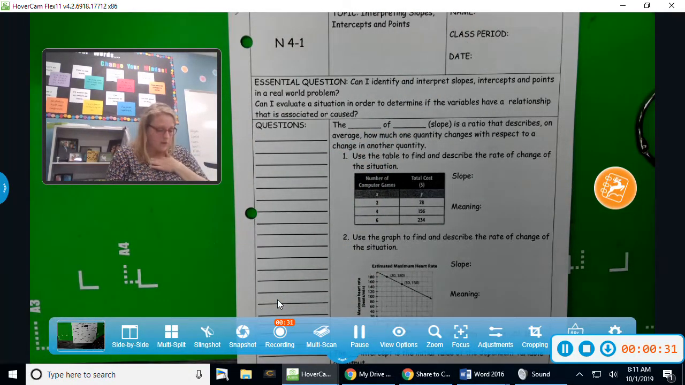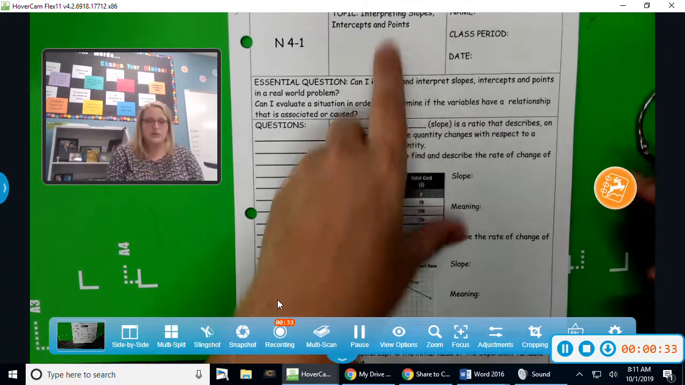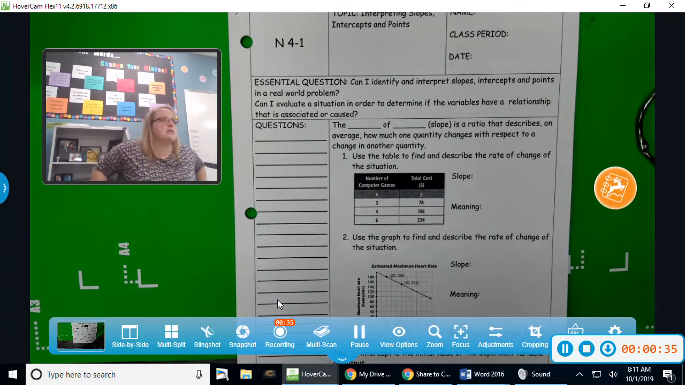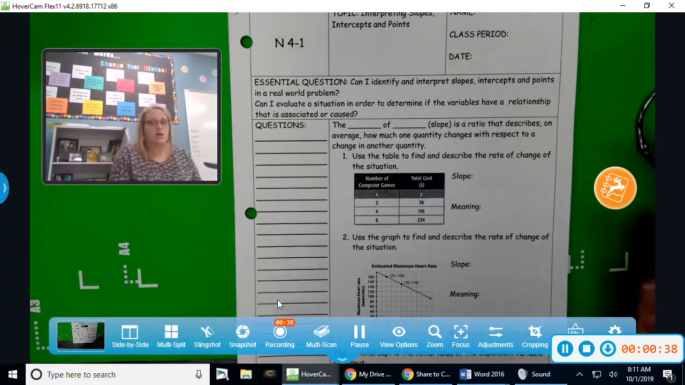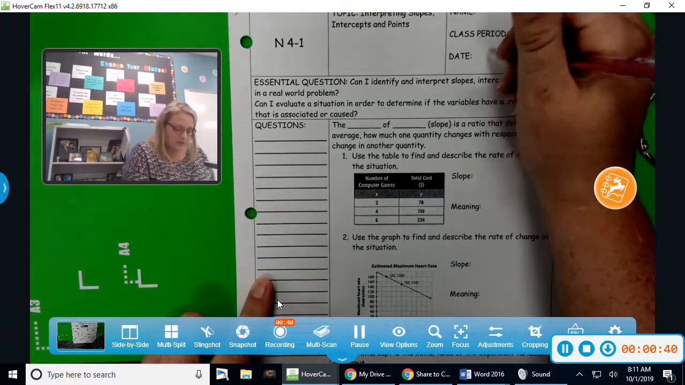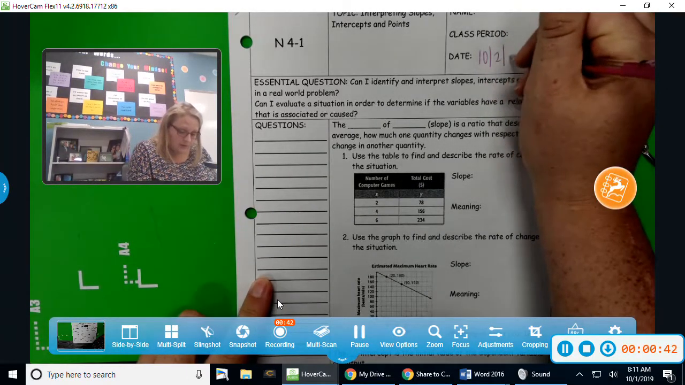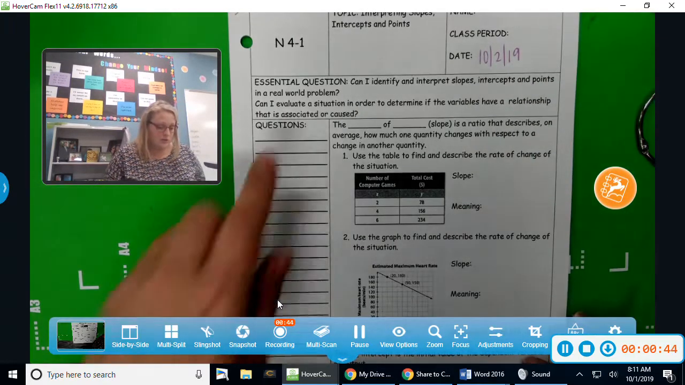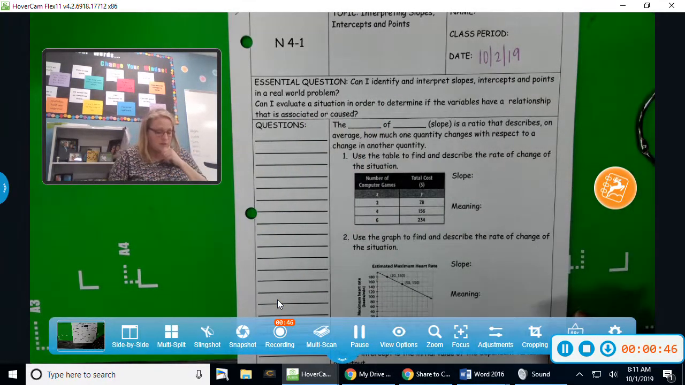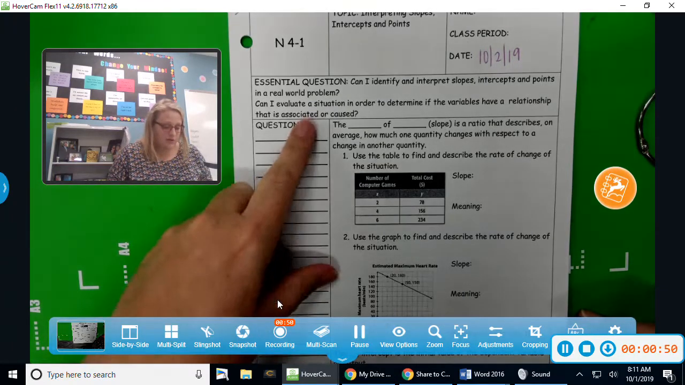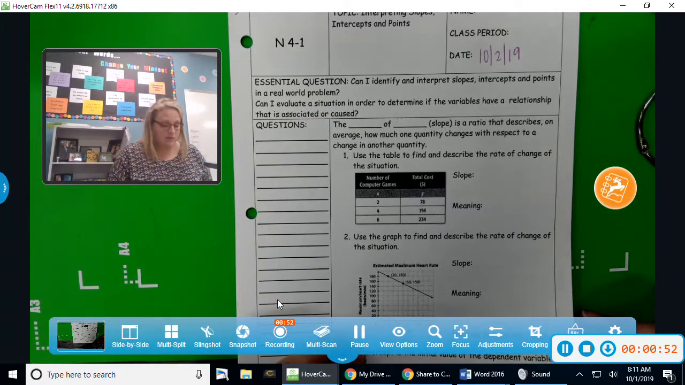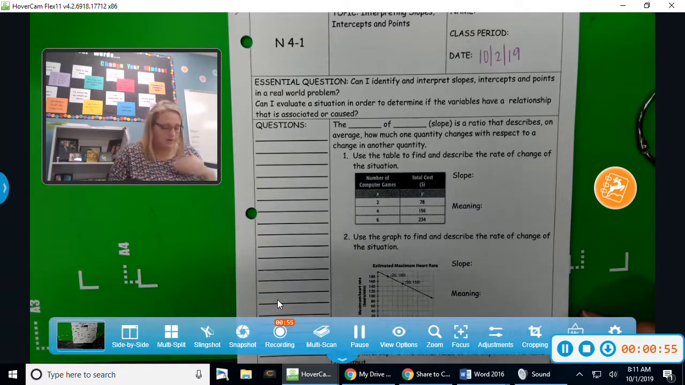Okay, so today you're doing interpreting slopes, intercepts, and points. This is on Wednesday, October 2nd. Okay, so the date is October 2nd. All right, your essential question: can I identify and interpret slopes, intercepts, and points in a real-world problem? Can I evaluate a situation in order to determine if the variables have a relationship that is associated or caused?